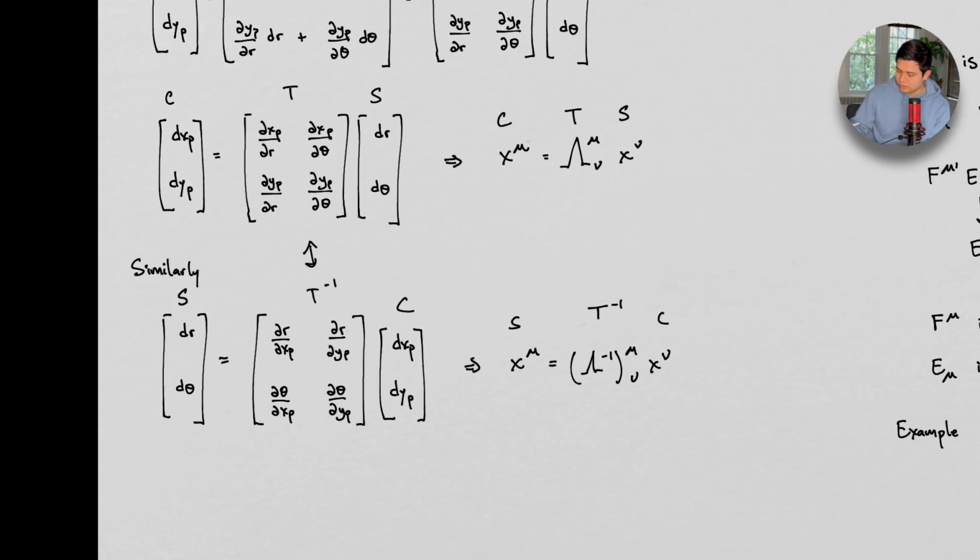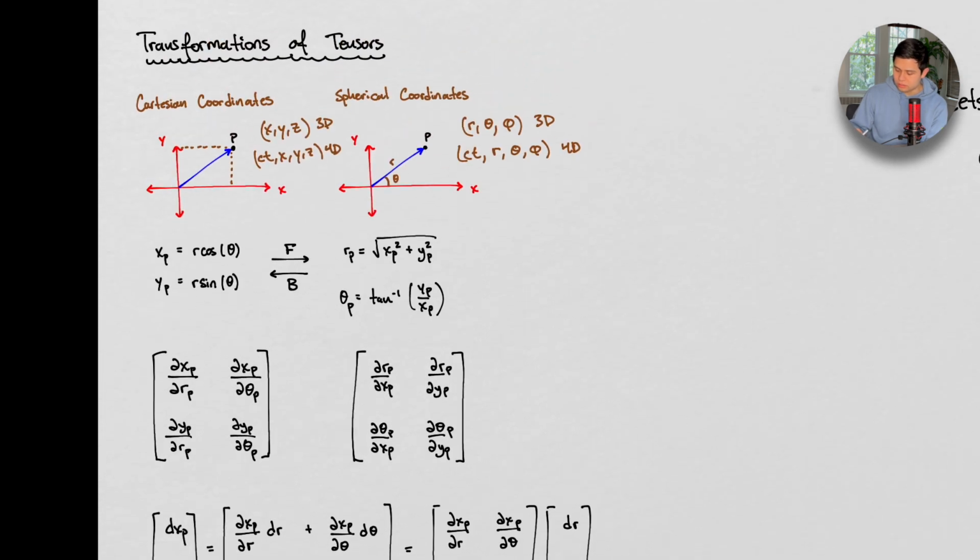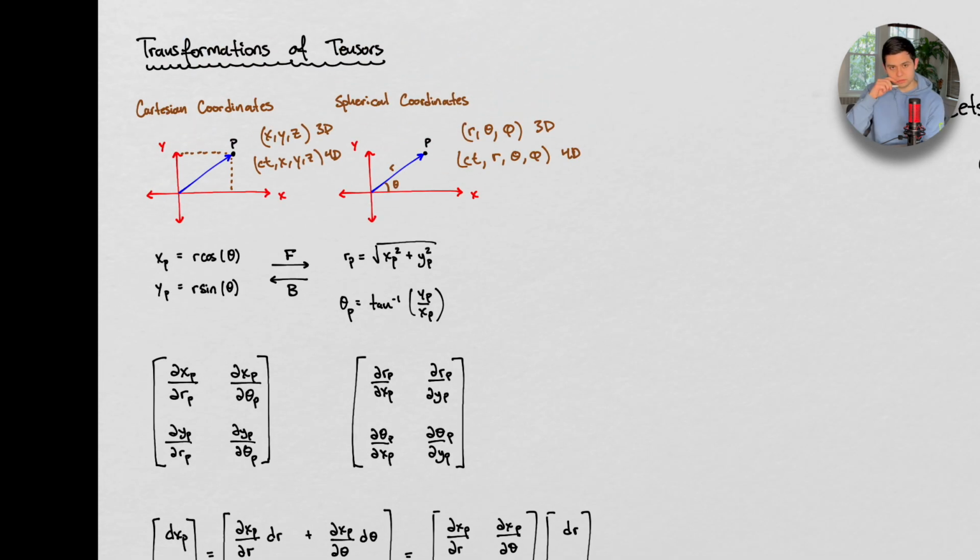And so that is what that looks like. And so we want to keep this in mind. So the idea here is we're transitioning between different coordinate systems. Okay? It's Cartesian and spherical.